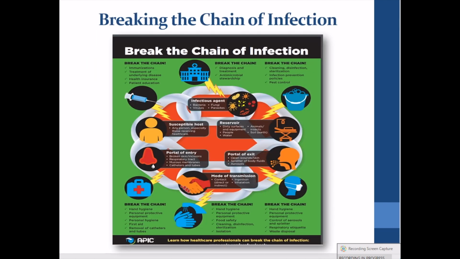This infographic provides information on how to break the cycle of infectious disease transmission. For example, to prevent an infectious disease agent from getting into the body, one would need to be up to date with their vaccines or their vaccinations, cover their coughs and sneezes, and stay home when they are sick.